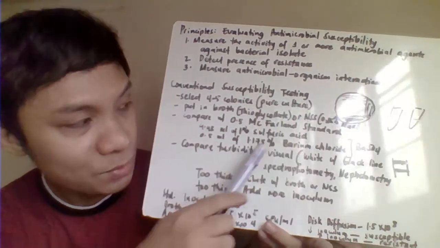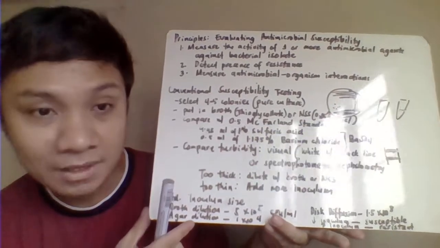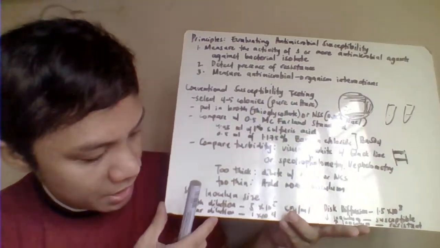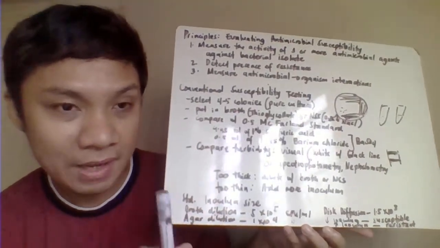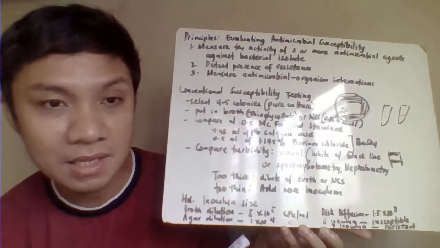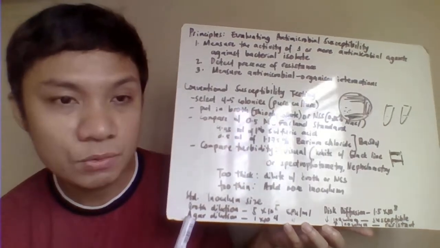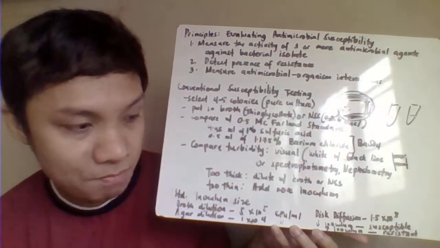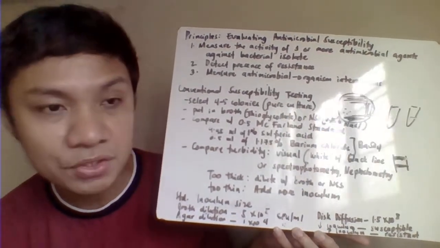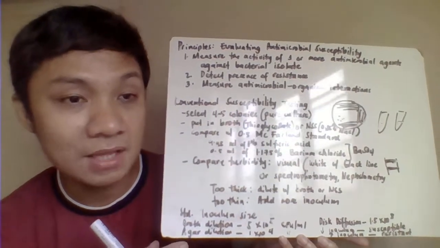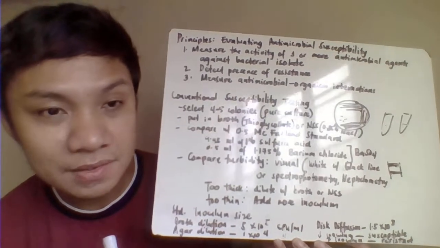If this is your standard inoculum, it contains the standardized bacterial count. If you are doing broth dilution, the bacterial inoculum size should be 5 times 10 to the 5th colony forming units per ml. If you are doing agar dilution, your standardized inoculum size should be 1 times 10 to the 4th. If you are doing the Kirby-Bauer diffusion method, that should be 1.5 times 10 to the 8th colony forming units per ml. So again, you need to standardize.